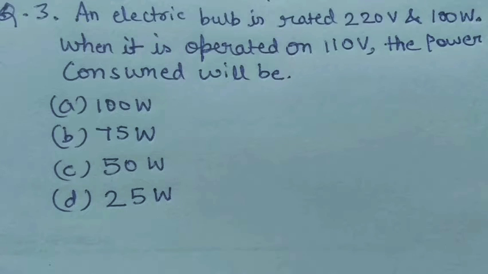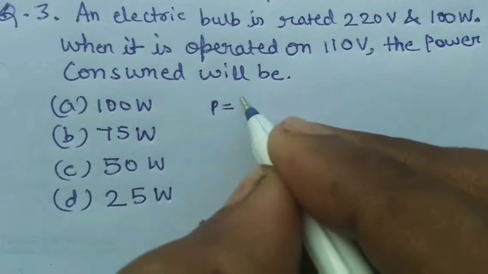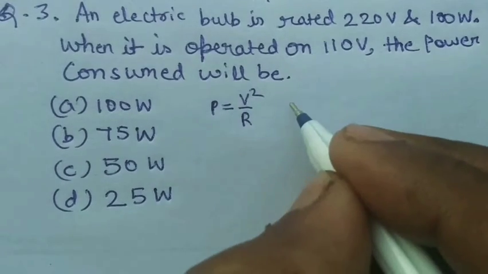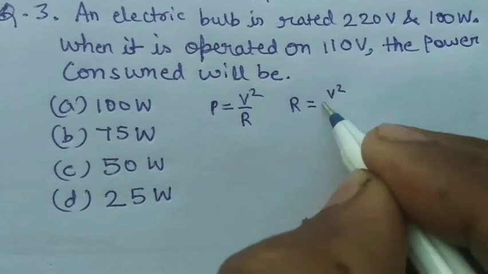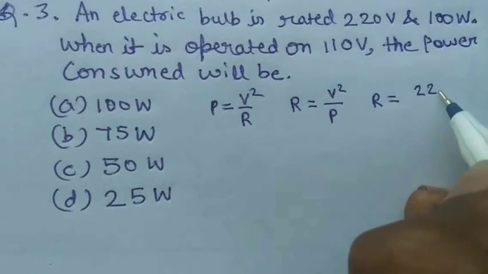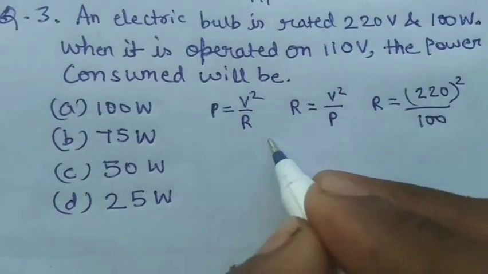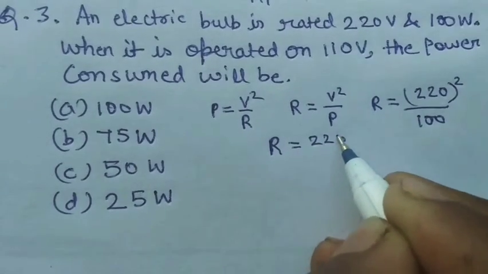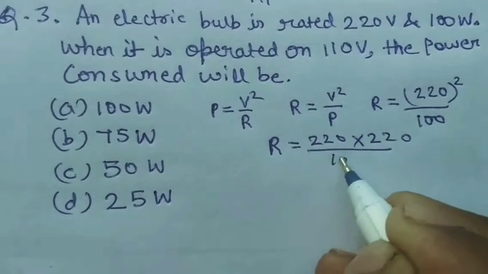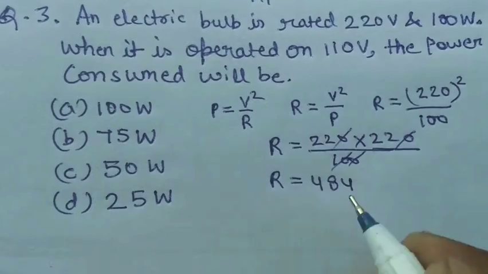Question number 3. An electric bulb is rated 220 volt and 100 watt. When it is operated on 110 volt, the power consumed will be? Power is equal to voltage square upon resistance, so R is equal to V square upon P. R is equal to 220 whole square upon 100, which is 220 into 220 divided by 100. R is equal to 484 ohm.